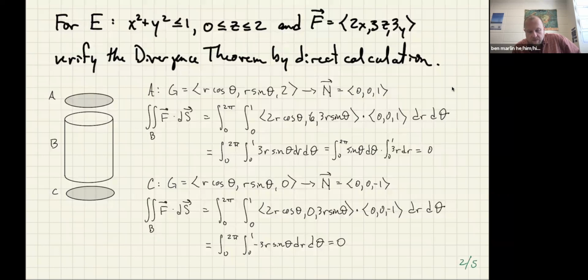Now, if you notice, we can factor it into r's and thetas. And if you factor it into the thetas and integrate 0 to 2 pi for sine theta, you get 0. Doesn't really matter what this one turned out to be. It would turn out to be, I guess, 3/2, but you're multiplying it by 0, so you get 0.